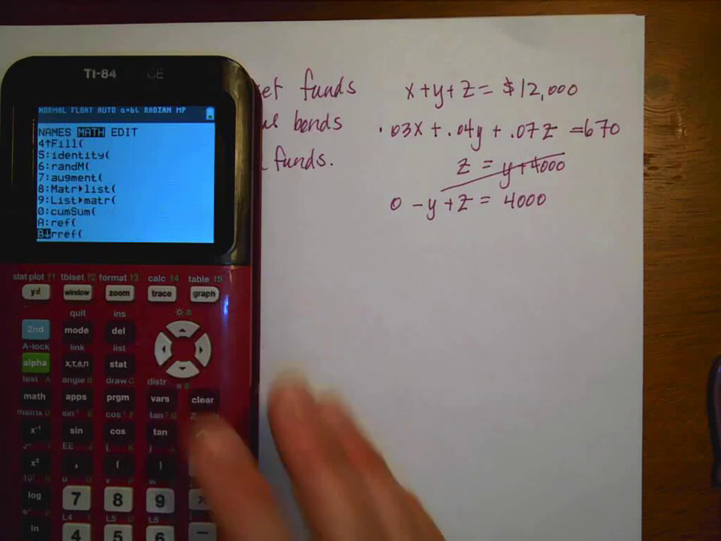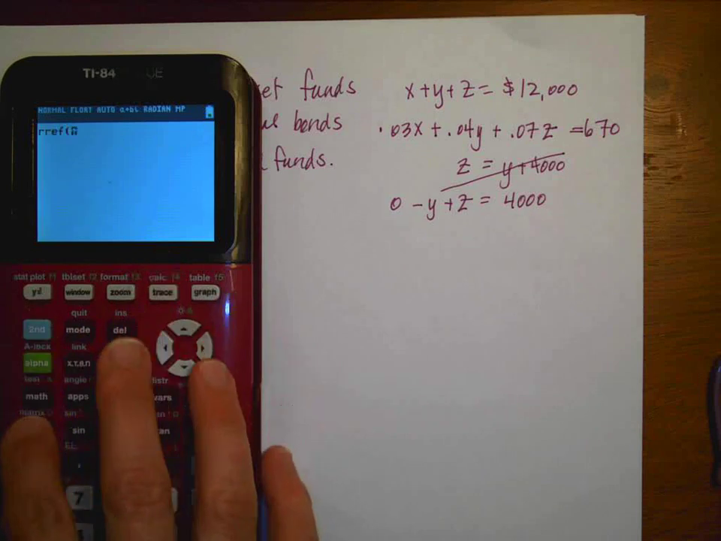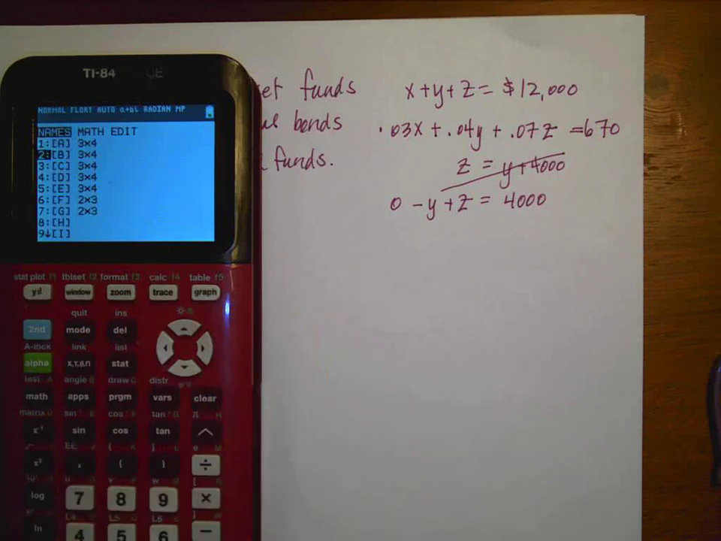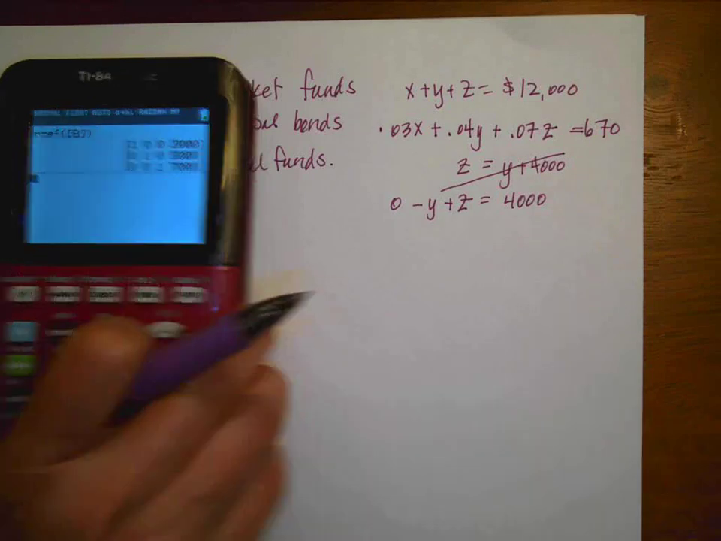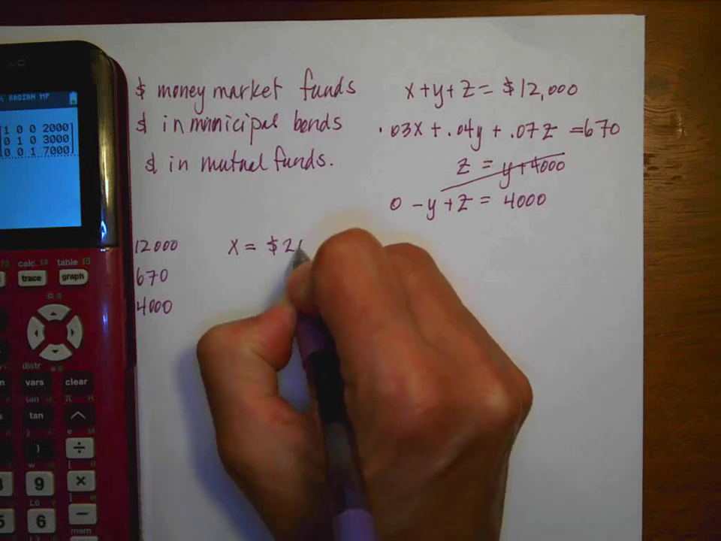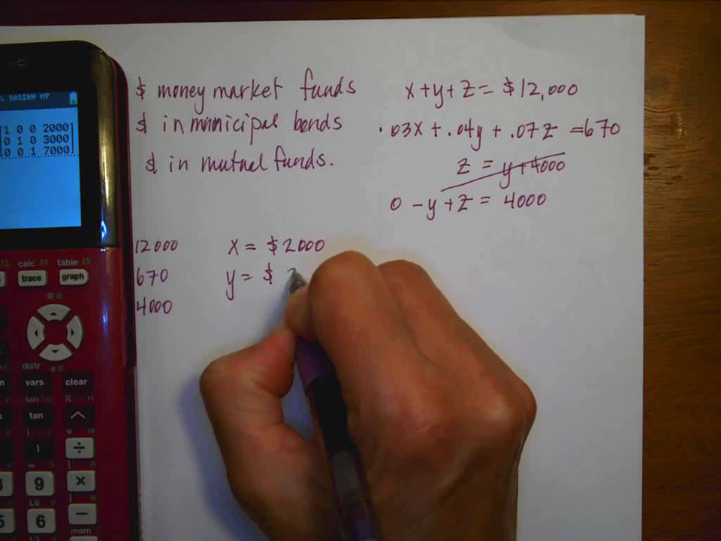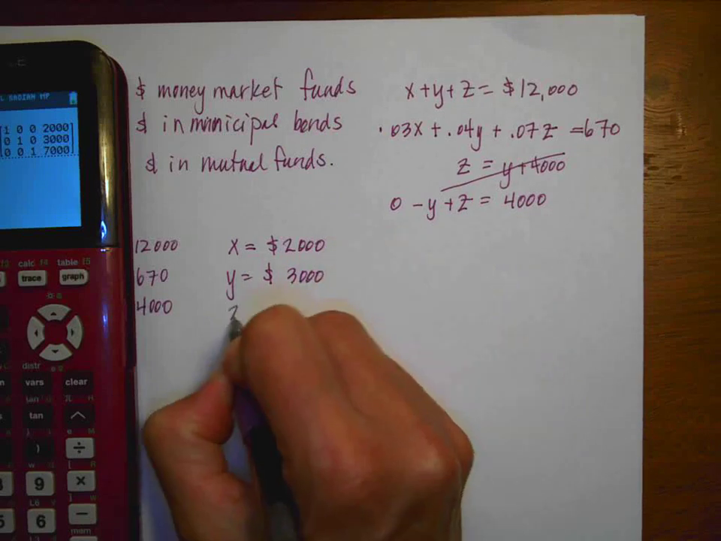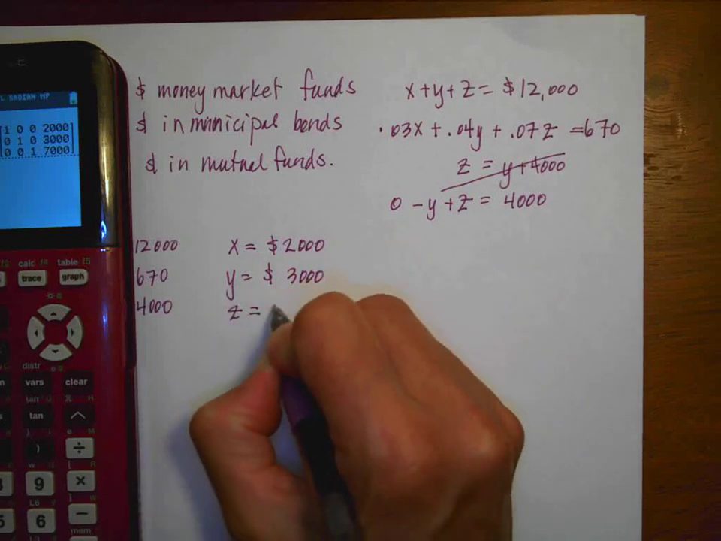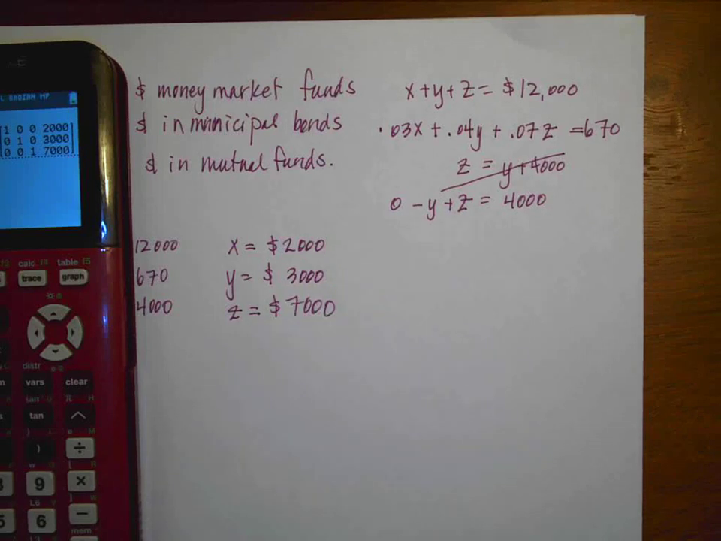I'm going to cruise down to RREF, hit enter, and then go back in and tell it which matrix, and remember we chose matrix B. Then I hit enter, and it tells me that the amount invested at X is going to be $2,000, the amount invested for Y is going to be $3,000, and the amount invested for Z is going to be $7,000.